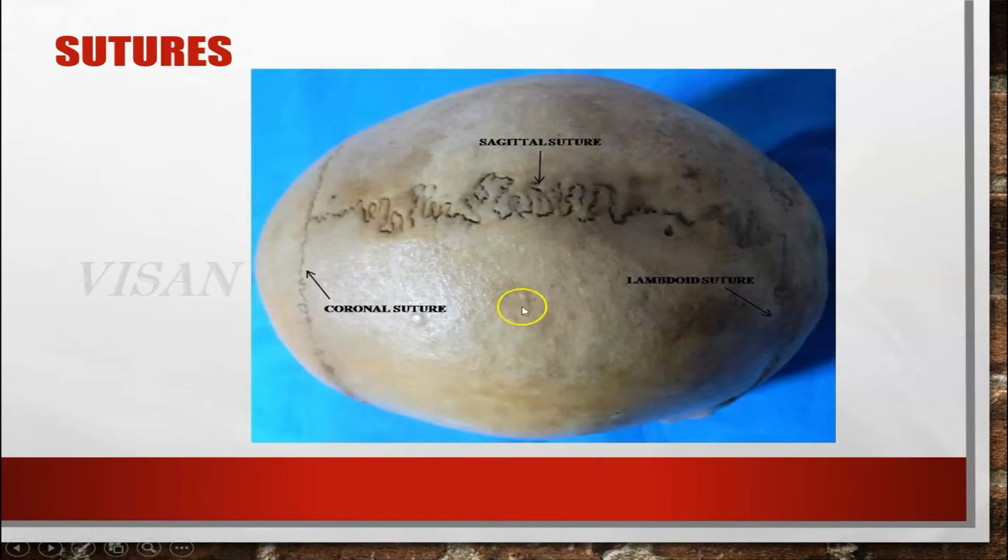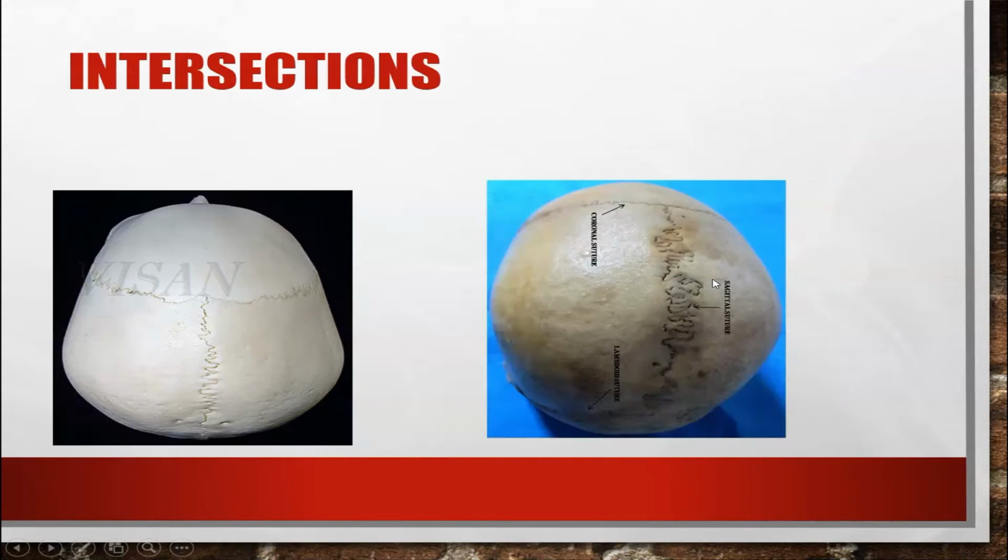Between the pair of parietal bones, we can see a suture in the midline called the sagittal suture. Between the parietal bones and the frontal bone, we can see a suture called the coronal suture. And posteriorly, between the parietal bones and the occipital bone, the suture present is called the lambdoid suture. So mainly three sutures are present: sagittal suture, coronal suture and lambdoid suture.